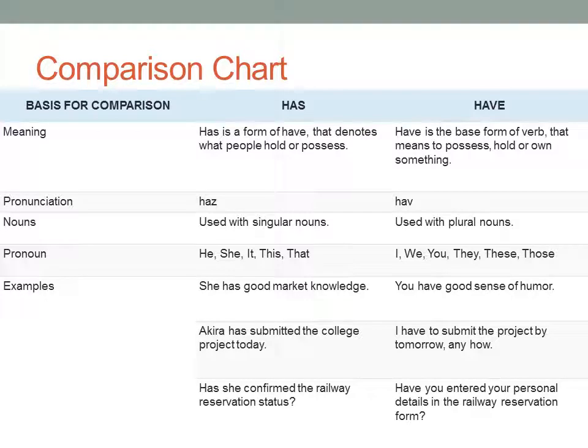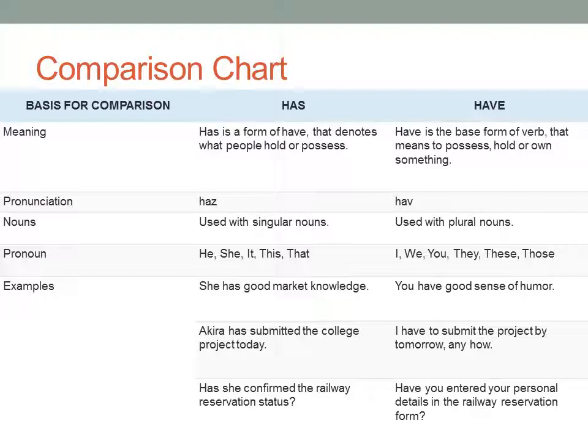Yes, comparison chart. Basis for comparisons: has and have. First, meaning. Has is a form of have that denotes what people hold or possess. Have is the base form of the verb that means to possess, hold or own something.